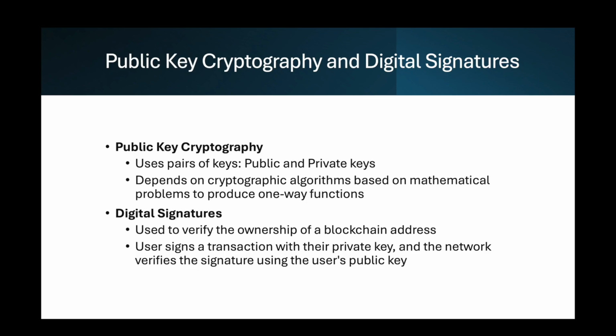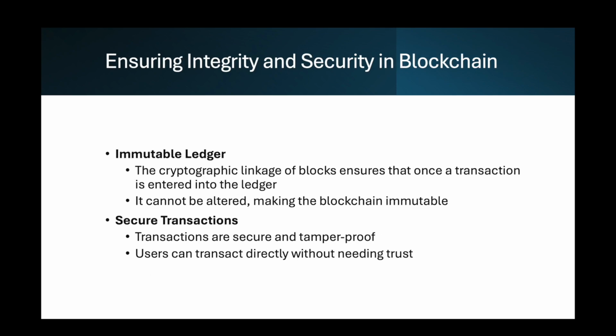Example: when Alice sends Bitcoin to Bob, she signs the transaction with her private key. The network nodes use Alice's public key to verify that the transaction was indeed signed by her private key and approve the transaction, ensuring integrity and security in blockchain.